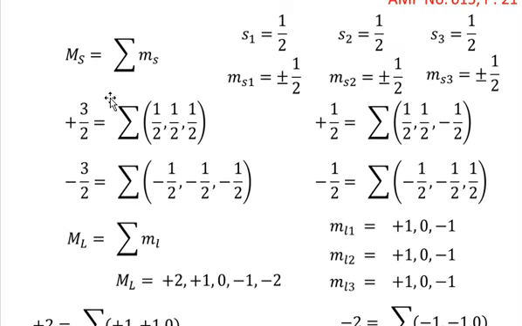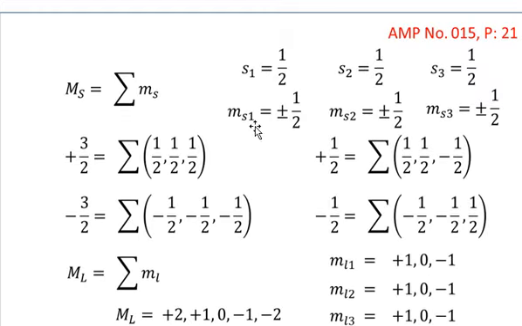So for example, let me demonstrate: capital MS is equal to the summation of ms. So if s1 is equal to half, s2 is equal to half, s3 is equal to half for the three electrons, then the possible values of the spin magnetic quantum number will be plus minus half for each of these spin quantum numbers. So if you set MS equal to plus 3 by 2, then you need to add them as plus half, plus half, plus half. If you want to create plus half, then you have three values. Two should have plus half, and the third one should have minus half. The order is not important.